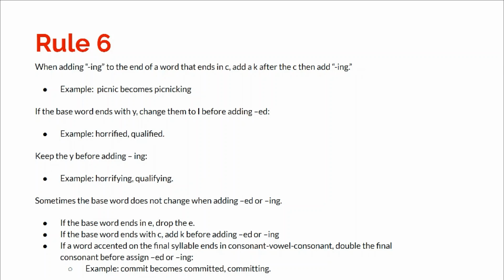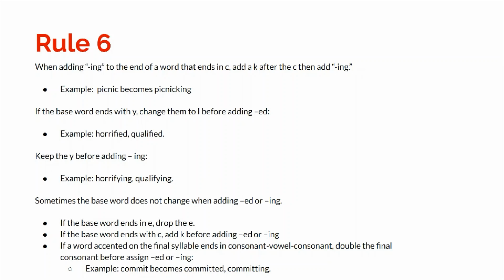Rule number 6. When adding ing to the end of a word that ends in C, add a K after the C and then add ing. For example, the word picnic becomes picnicking. Picnicking is spelled picnicking, and you'll notice that the K is not present in the word picnic. That's because it follows this rule where the K is added after the C.